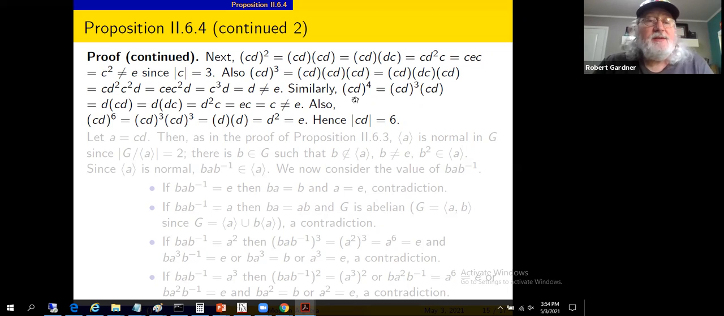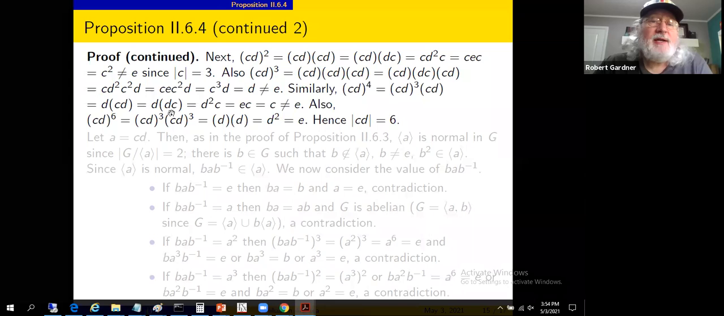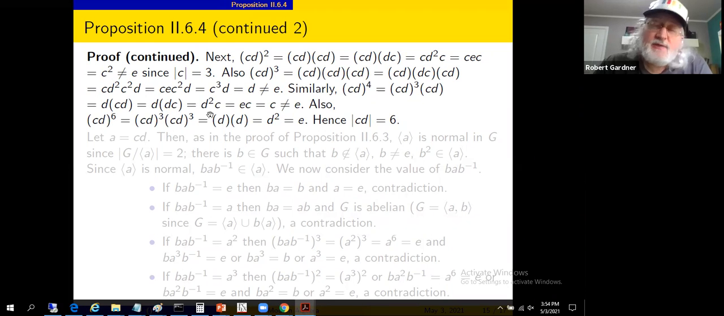Let's try CD to the 4th. CD to the 4th, how about we write it as CD cubed times CD? And we just saw that CD cubed reduced down to D. So we can write CD cubed times CD as D times CD. Got the commutativity. Take the CD and write it as DC. Those two commuted. Gives us a D squared C. D is order 2, so it's gone. We get C itself. And C is not the identity.